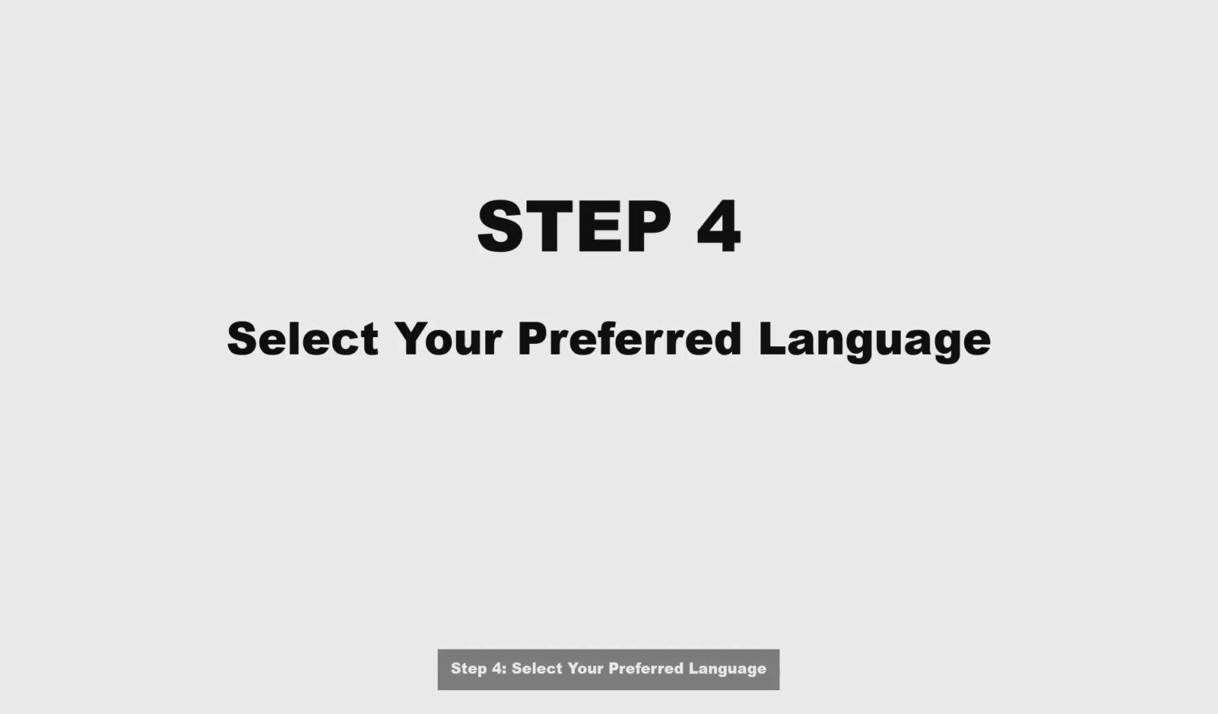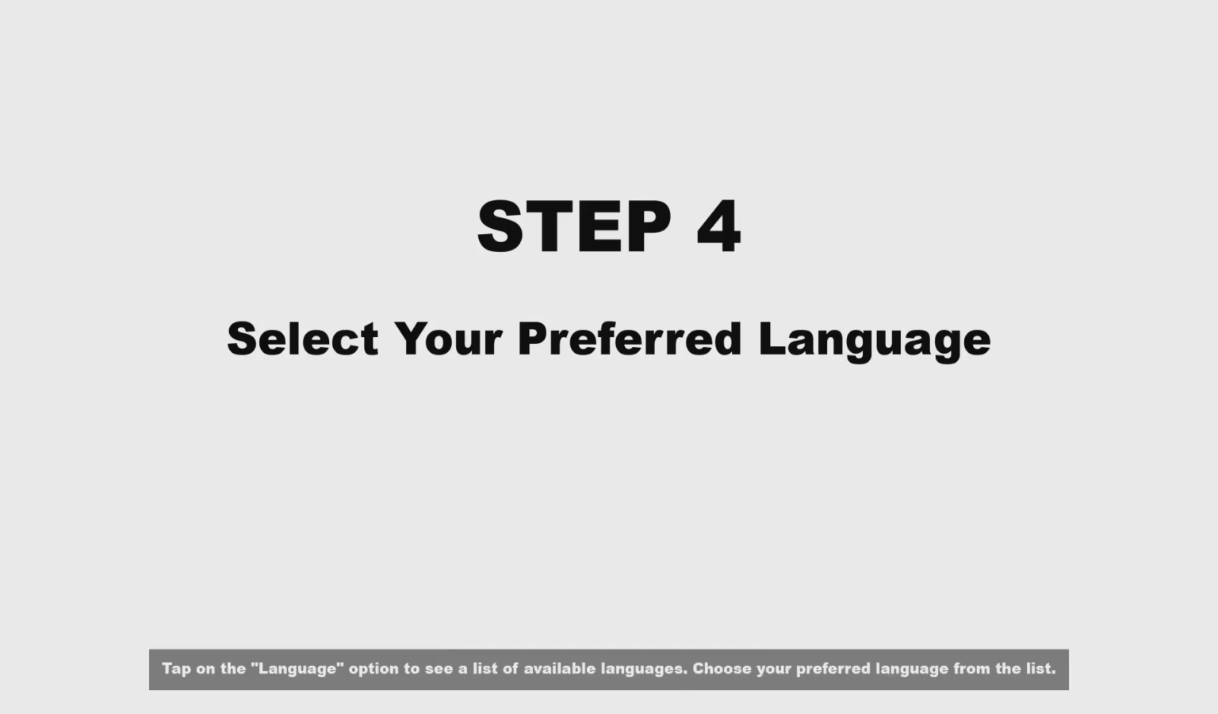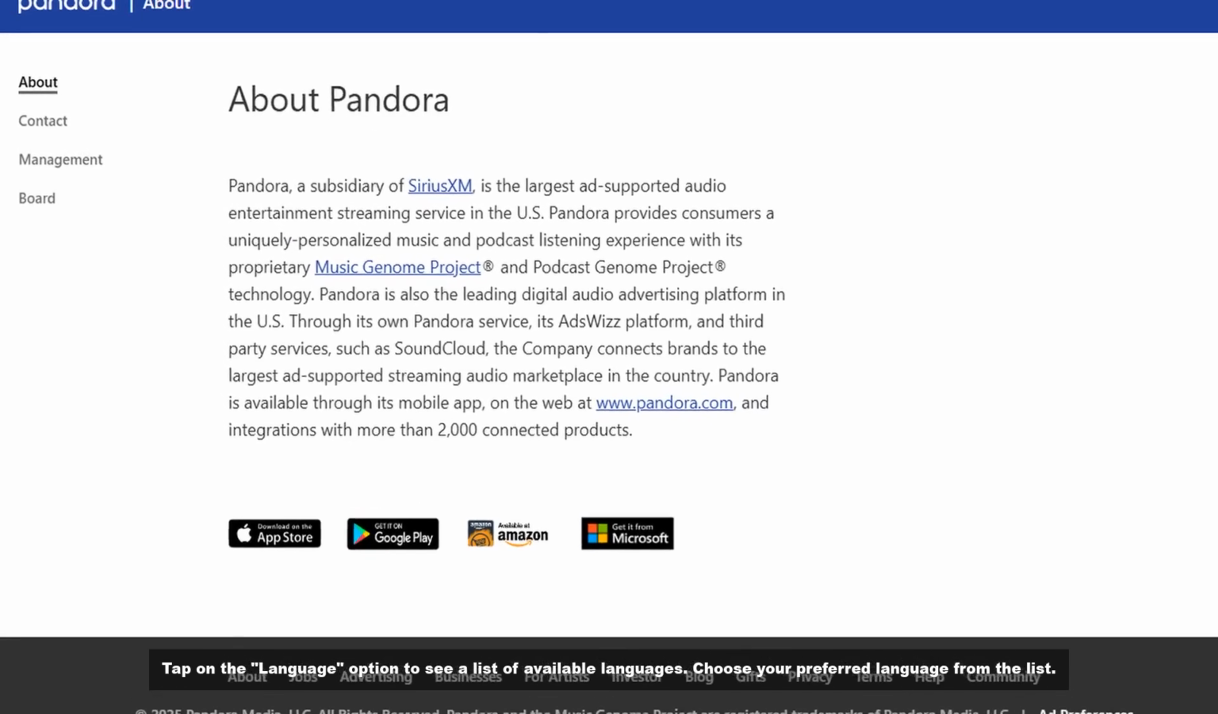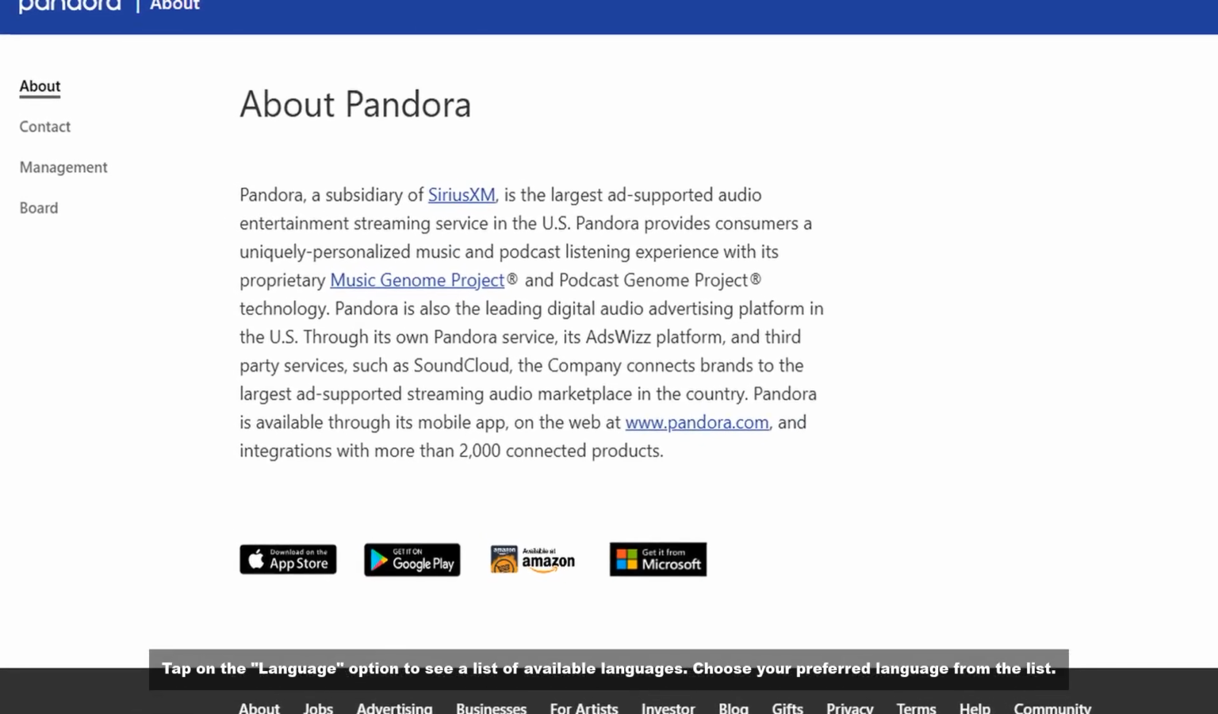Step 4. Select your preferred language. Tap on the language option to see a list of available languages. Choose your preferred language from the list.